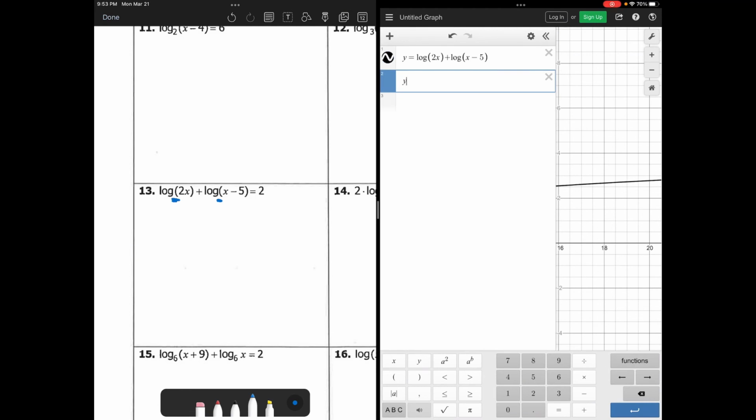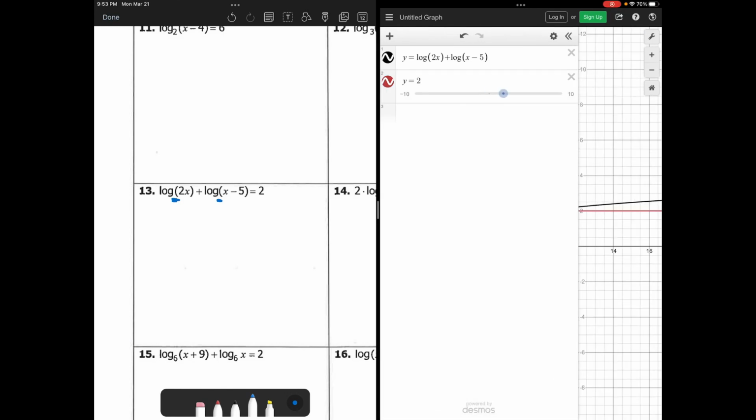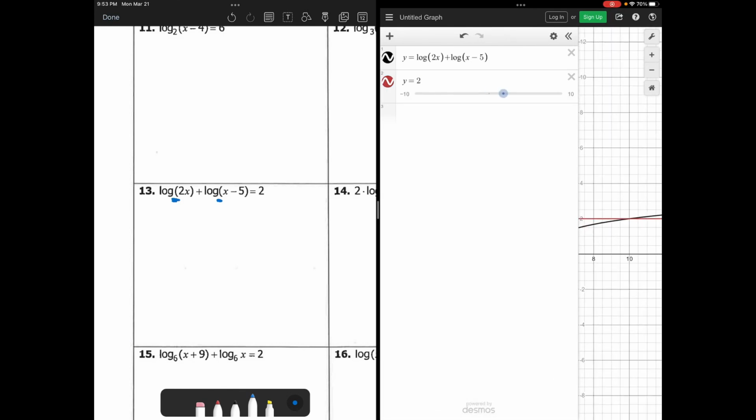And then we go to the next one and we do y is equal to 2. And so now we have to find that point of intersection, and there it is right there. It intersects at 10. So 10 is my answer.